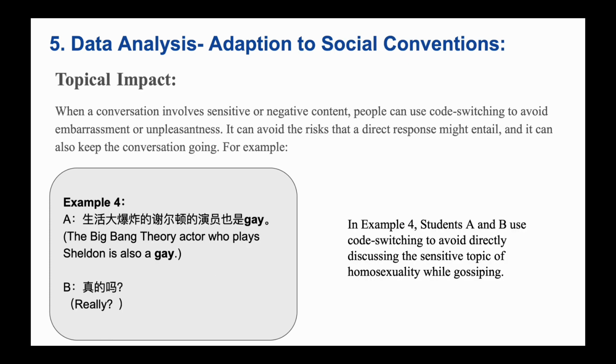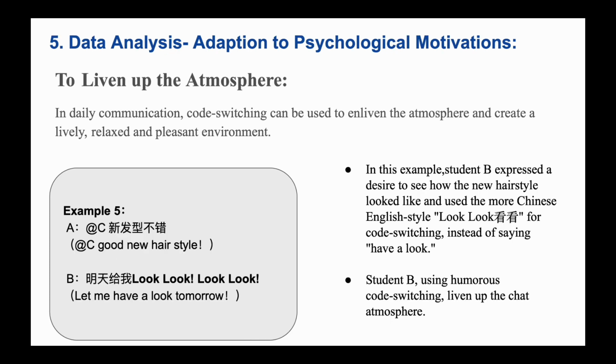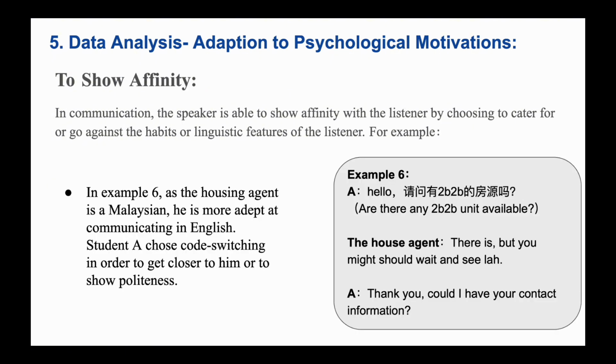For adaptation to social conventions, the first is about topic impact. When conversation involves sensitive or negative content, people can use code switching to avoid embarrassment or unpleasantness, just like this example. And for adaptation to psychological motivations, about to liven up the atmosphere. In daily communication, code switching can be used to enliven the atmosphere and create a lively, relaxed, and pleasant environment. Here is an example.